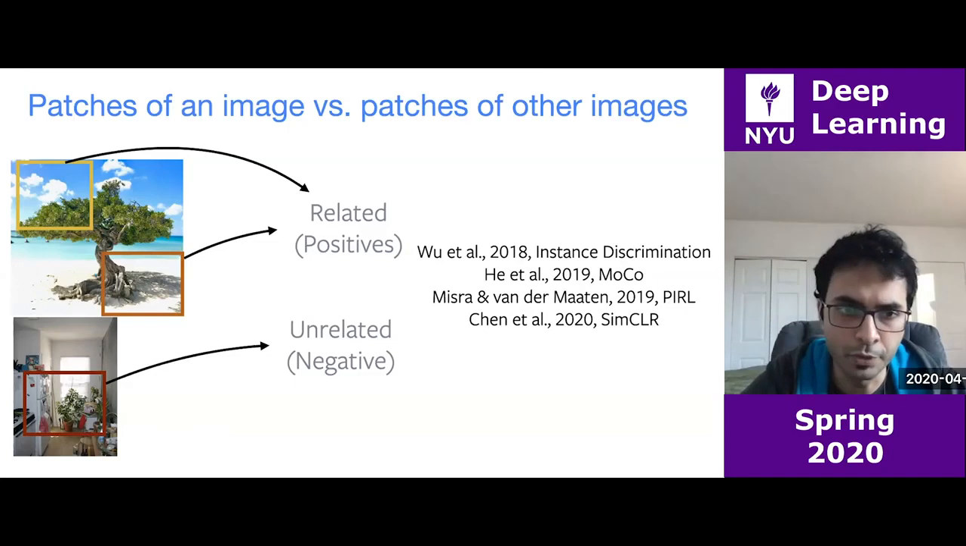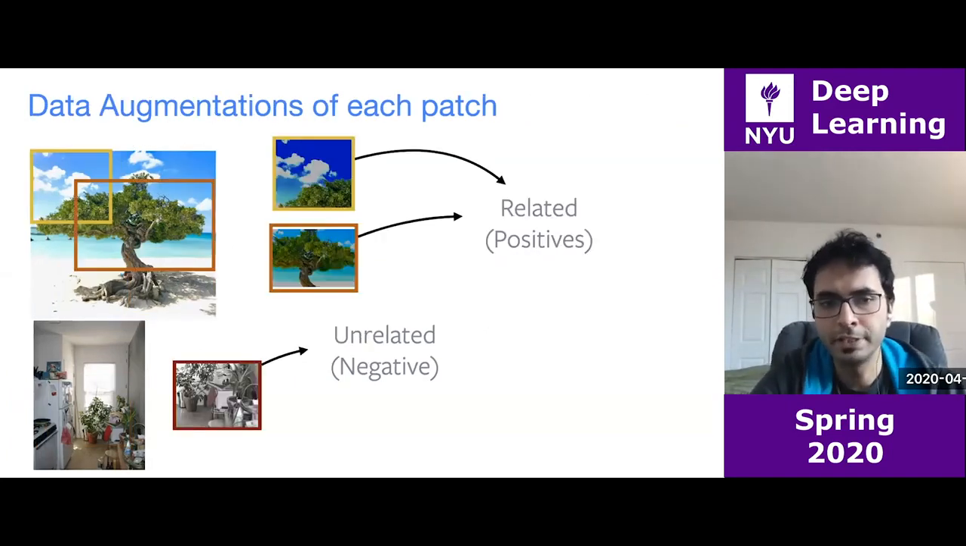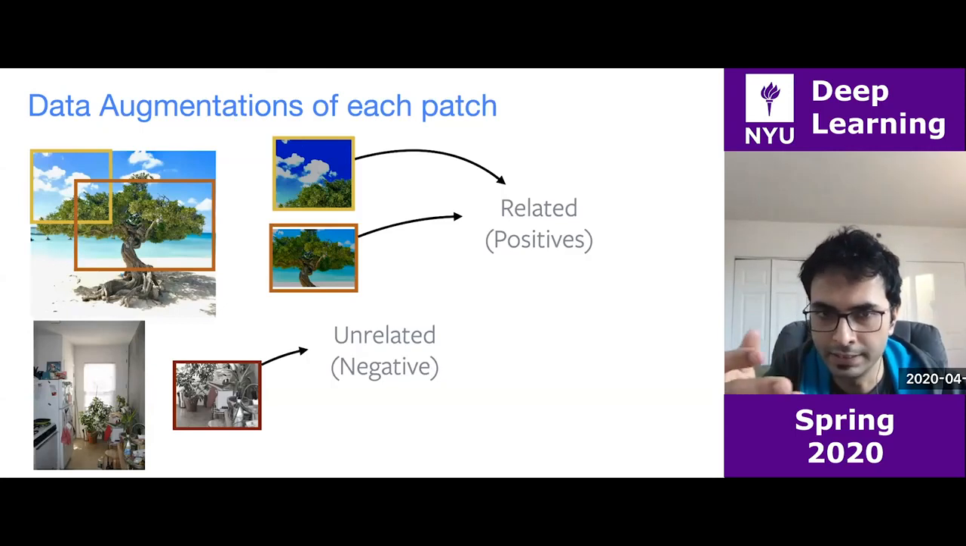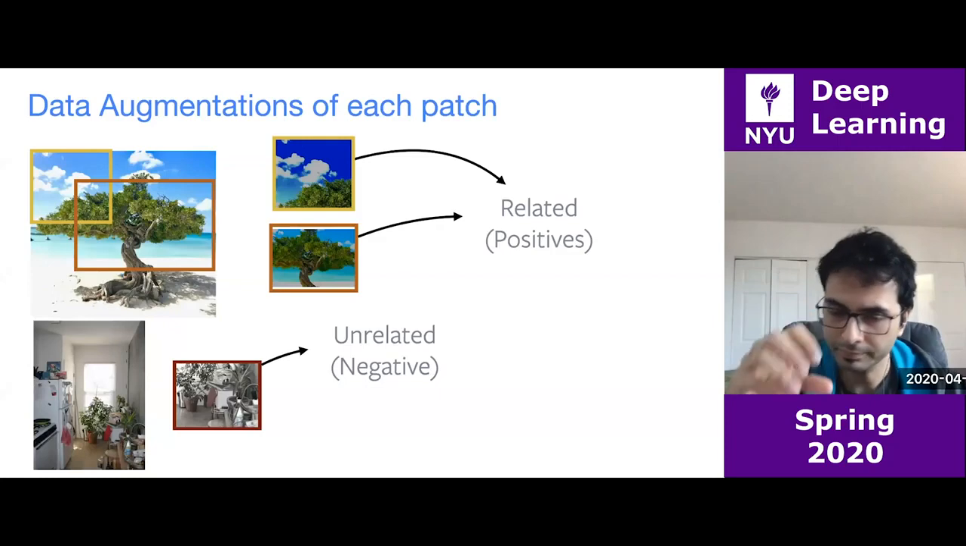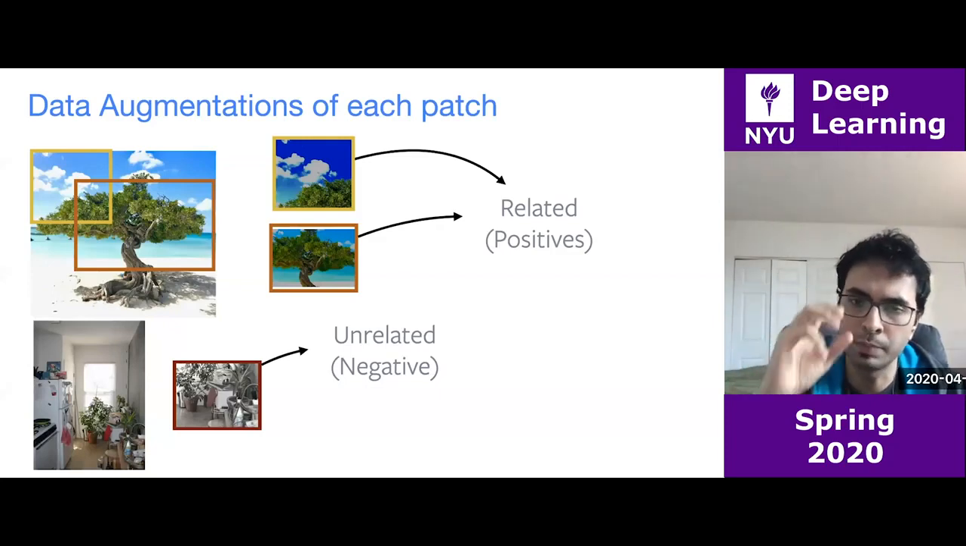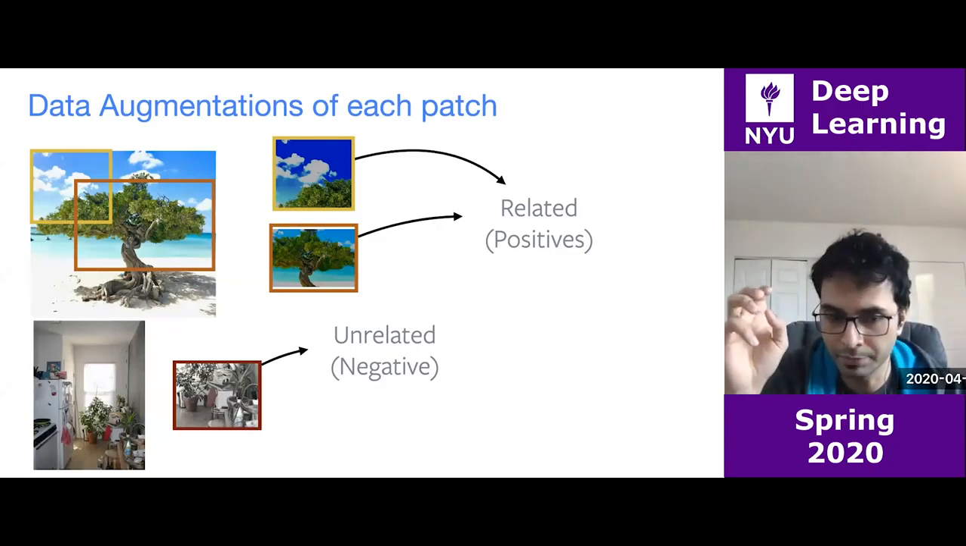To get into more detail, what these methods do is they extract two completely random patches from an image. These patches can be overlapping, they can be contained within one another, or they can be completely far apart. Then they apply some data augmentation, in this case, say color jittering or removing the color, and so on. And then you define these two patches to be your positive examples.